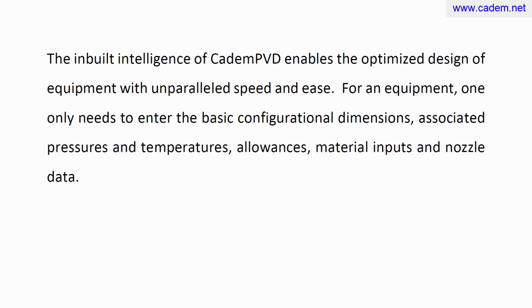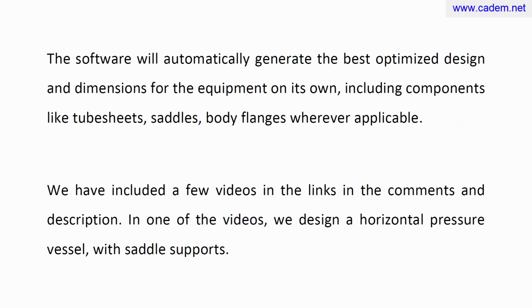For an equipment, one only needs to enter the basic configurational dimensions, associated pressures and temperatures, allowances, material inputs and nozzle data. The software will automatically generate the best optimized design and dimensions for the equipment on its own, including components like tube sheets, saddles, body flanges wherever applicable.